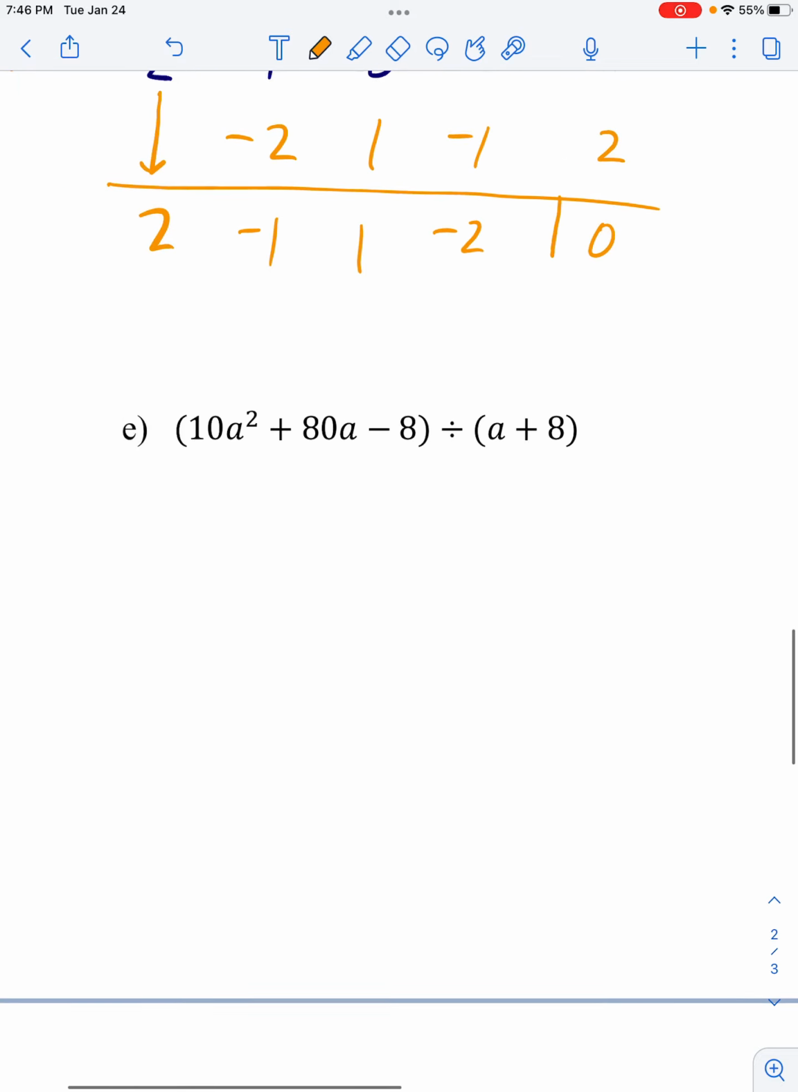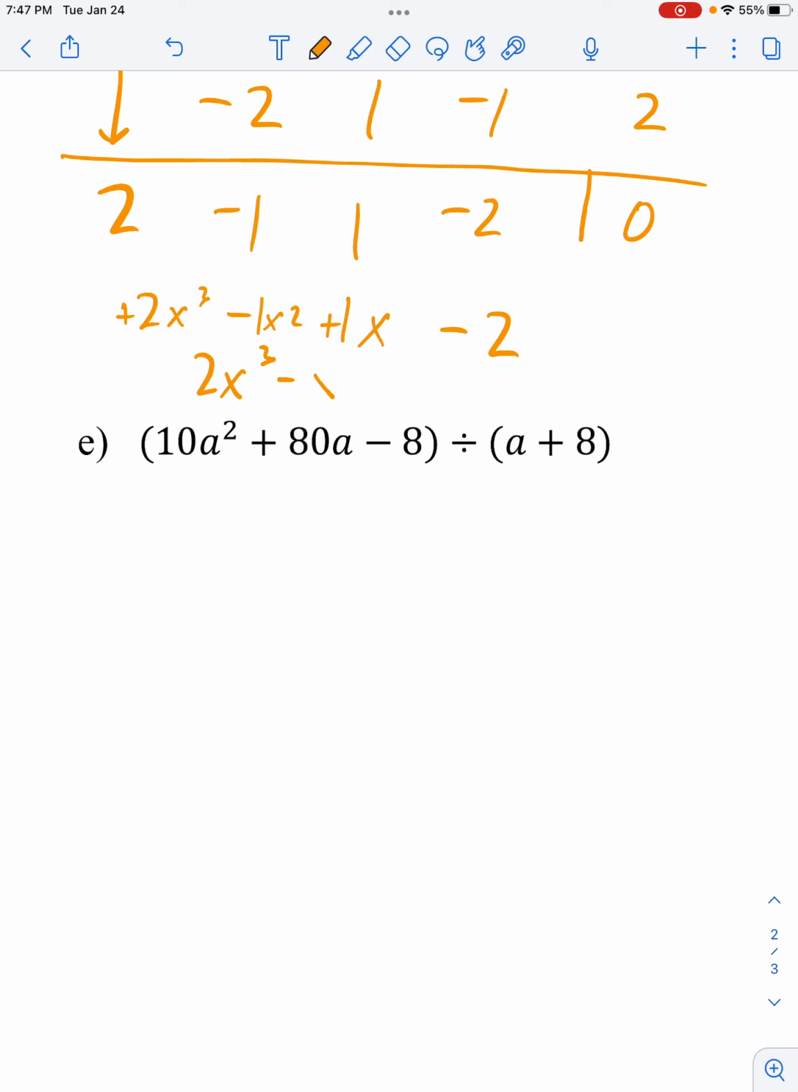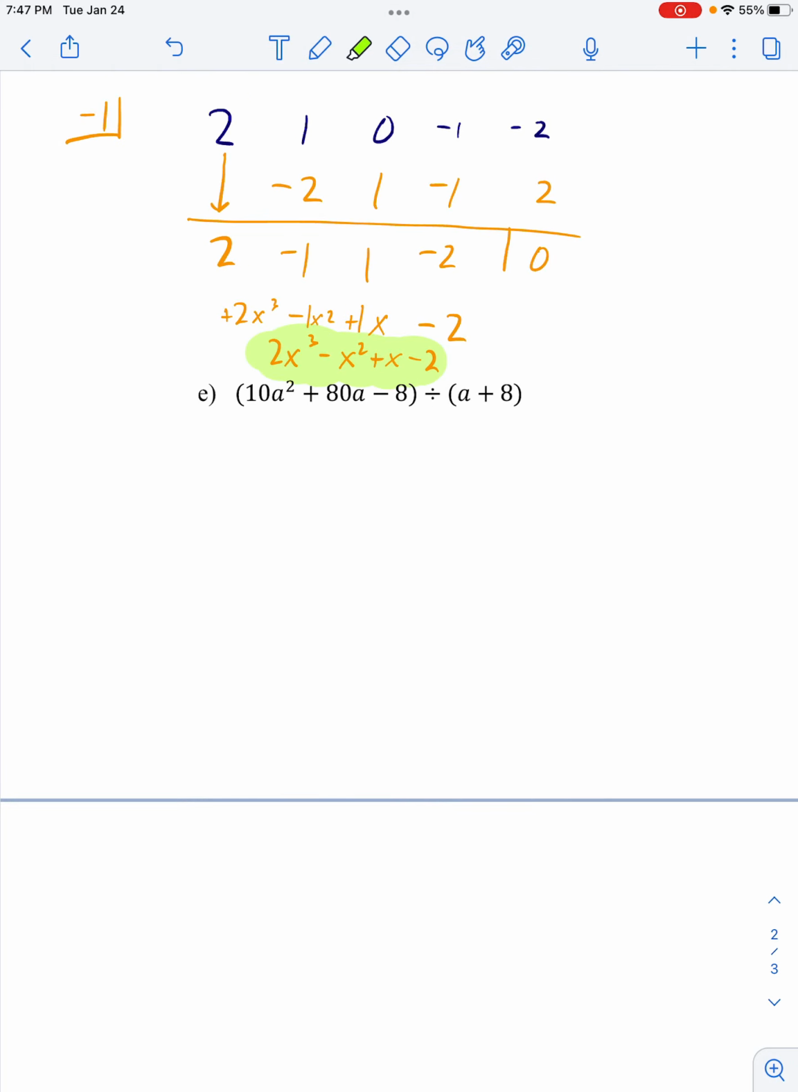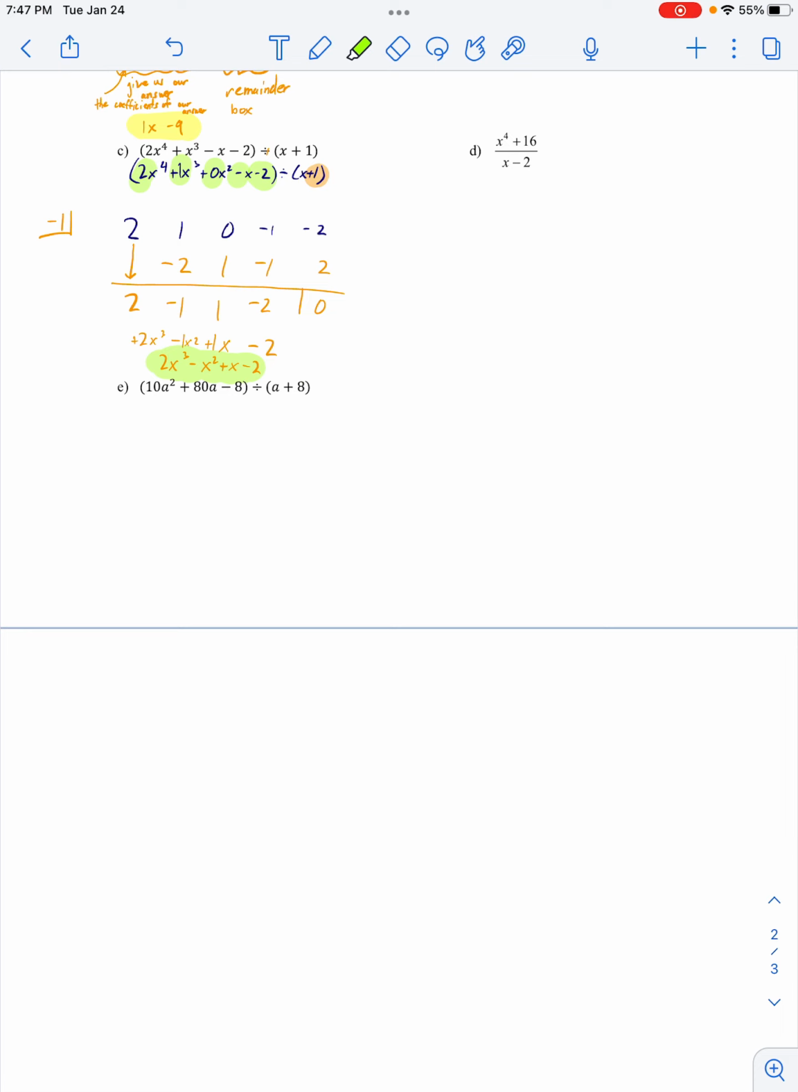And then my answer, we're going to start with this term on the right. That's my constant term, negative 2. And then I have a plus 1x. Right here, that next minus 1 gives me a minus 1x squared. And this 2 in front is a plus 2x cubed. So here's my answer. 2x cubed minus x squared plus x minus 2. All right, there you have it. There's no remainder. Don't have to worry about writing a remainder down. Good stuff.